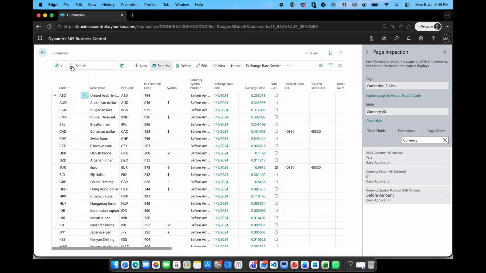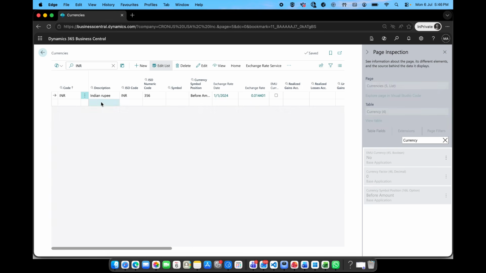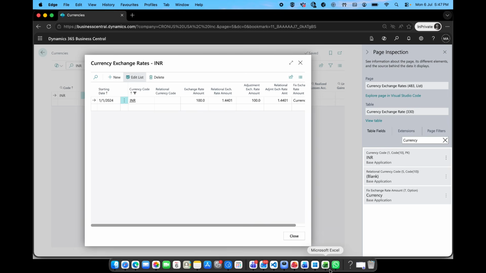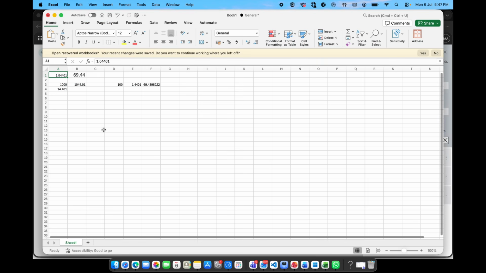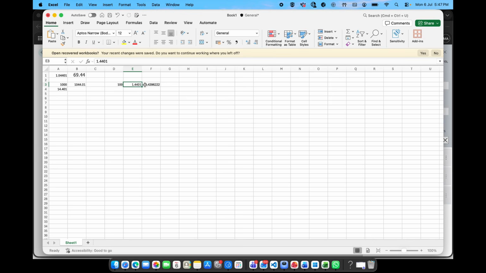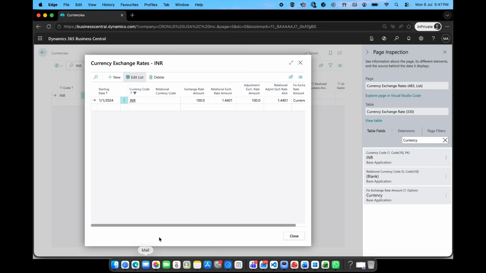So we took two examples. One was INR. So for INR, it was taking it like this because I took a small Excel with me. Okay, so it was 100 divided by 1.441, which was my exchange rate amount and my relational exchange rate amount. Yeah, so that's what it was, right? So it took 69 point something there.